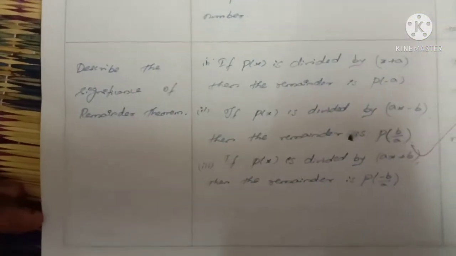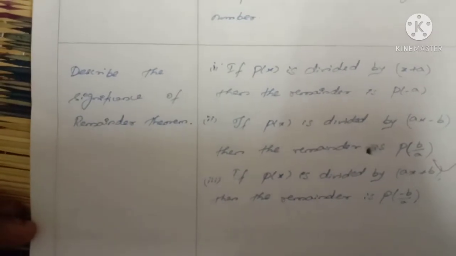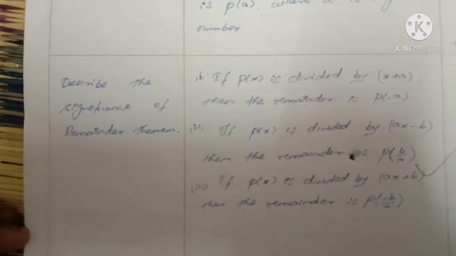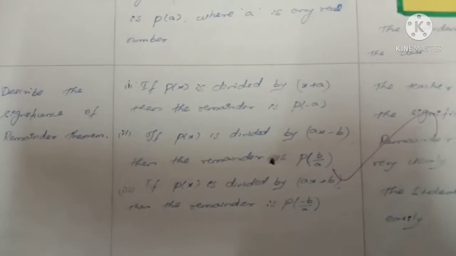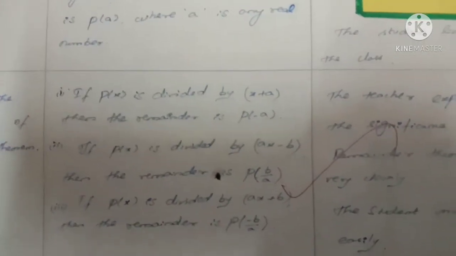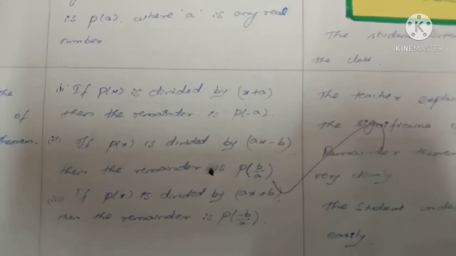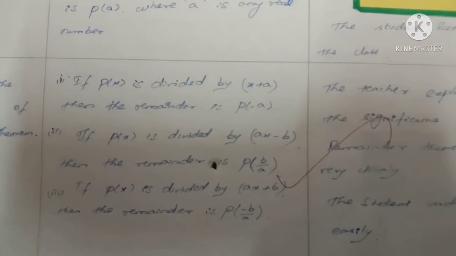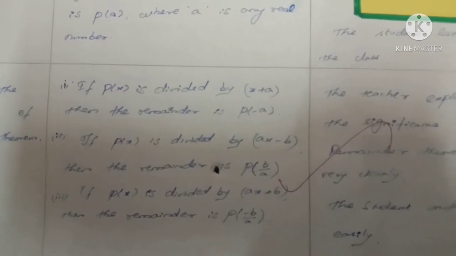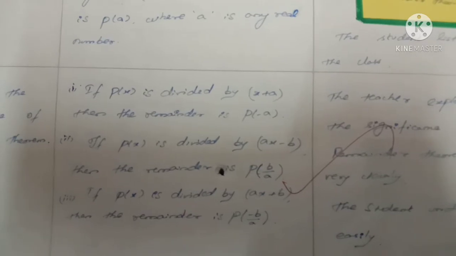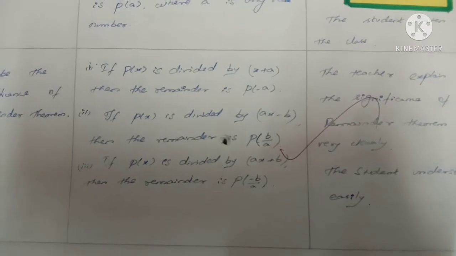In the next row, describe the significance of remainder theorem. Number 1, if p of x is divided by x plus a, then the remainder is p of minus a. Second point, if p of x is divided by ax minus b, then the remainder is p of b by a. Third point, if p of x is divided by ax plus b, then the remainder is p of minus b by a.